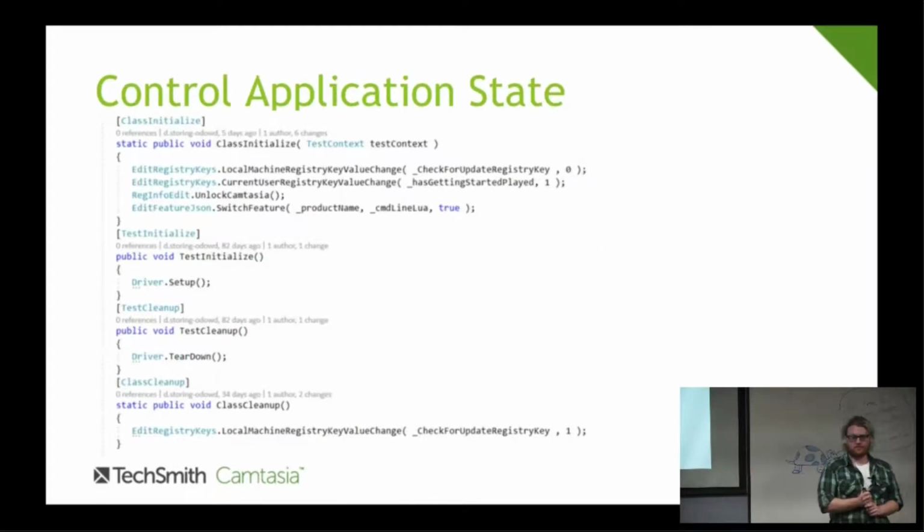Another thing that I learned is to control the application's state. So for example, Camtasia has a trial mode. If you don't purchase it, you can still use it and try it. But for our tests, except for a test about unlocking Camtasia, I'm not worried about unlocking it. So before any of my tests run, I have code to unlock it so that none of them have to worry about that. Another thing is if you're testing specific features, before the test run, you can turn that feature on and then turn it off after the test if it's not needed for any of the others.